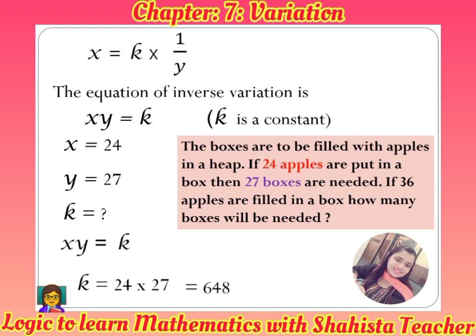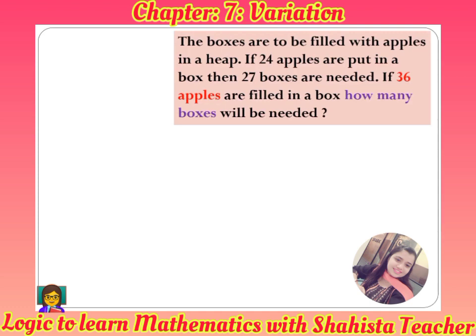Simply we did this multiplication, we get here 648. So 24 multiplied by 27 is 648. Now the question says that if 36 apples are filled in boxes, then how many boxes will be needed? That means we need fewer boxes, because the number of apples is increasing.